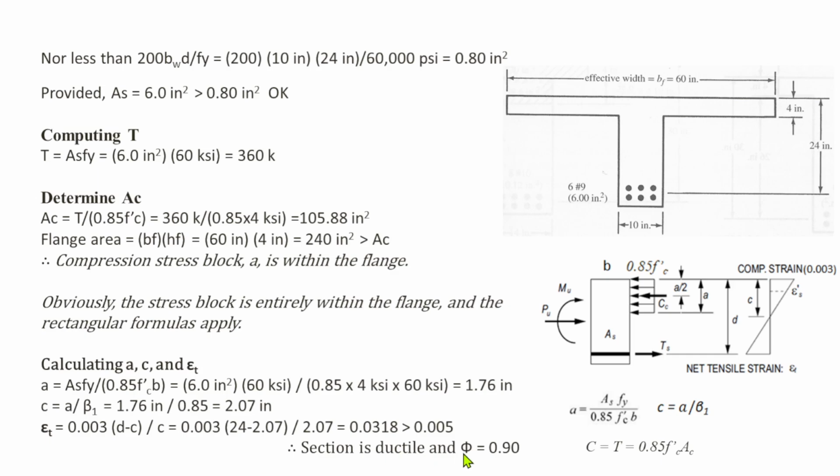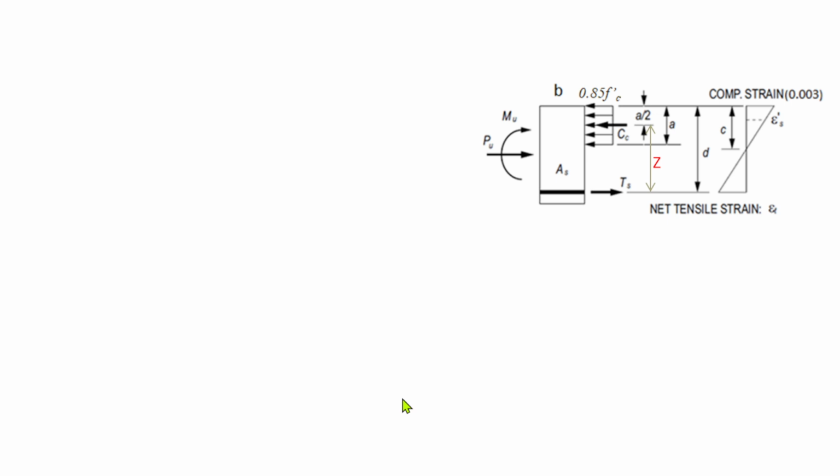So our assumption of using phi is equal to 0.9, and the Fy is equal to 60,000 psi because the steel is already yield. So our assumption is correct. Now, the next one is to determine the design strength of moment.